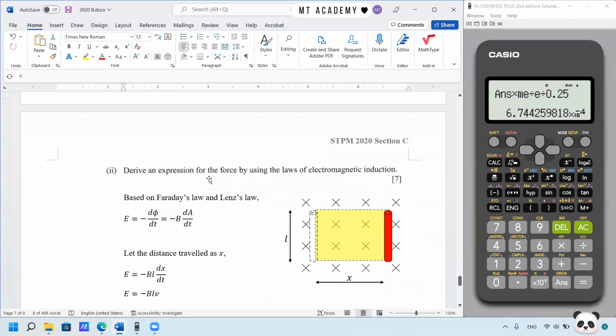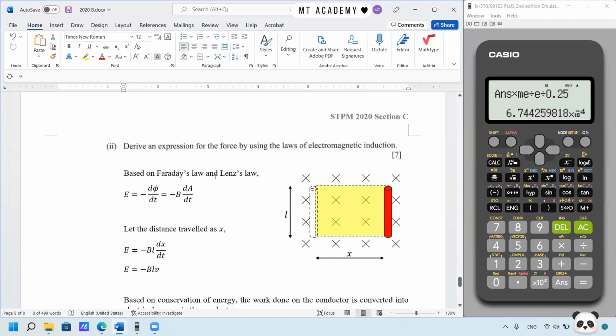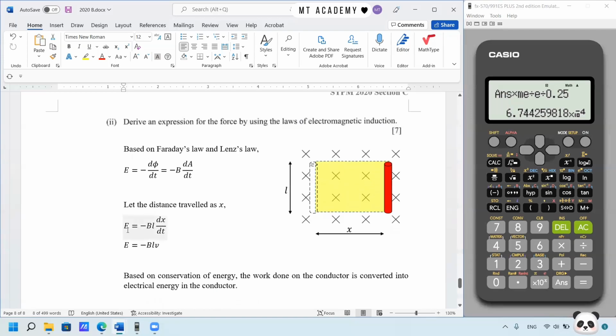Derive an expression for the force by using the laws of electromagnetic induction, which refers to the laws of Faraday and Lenz. So what we have is E equal to dΦ/dt equal to negative B multiplied by dA/dt. The motion of the conductor involves the change of the area. The direction of the induced EMF is given in the textbook, so we have E equal to negative BL dx/dt, where the rate of change of position with time is the velocity of the conductor.